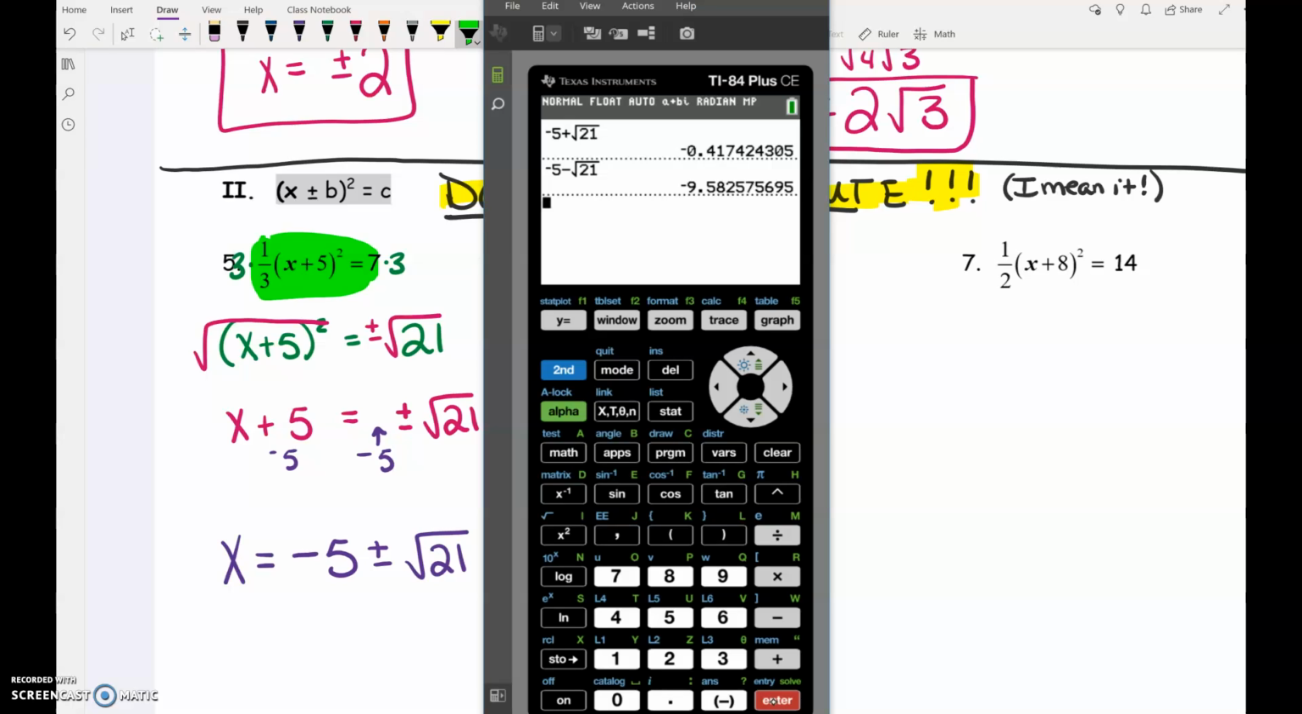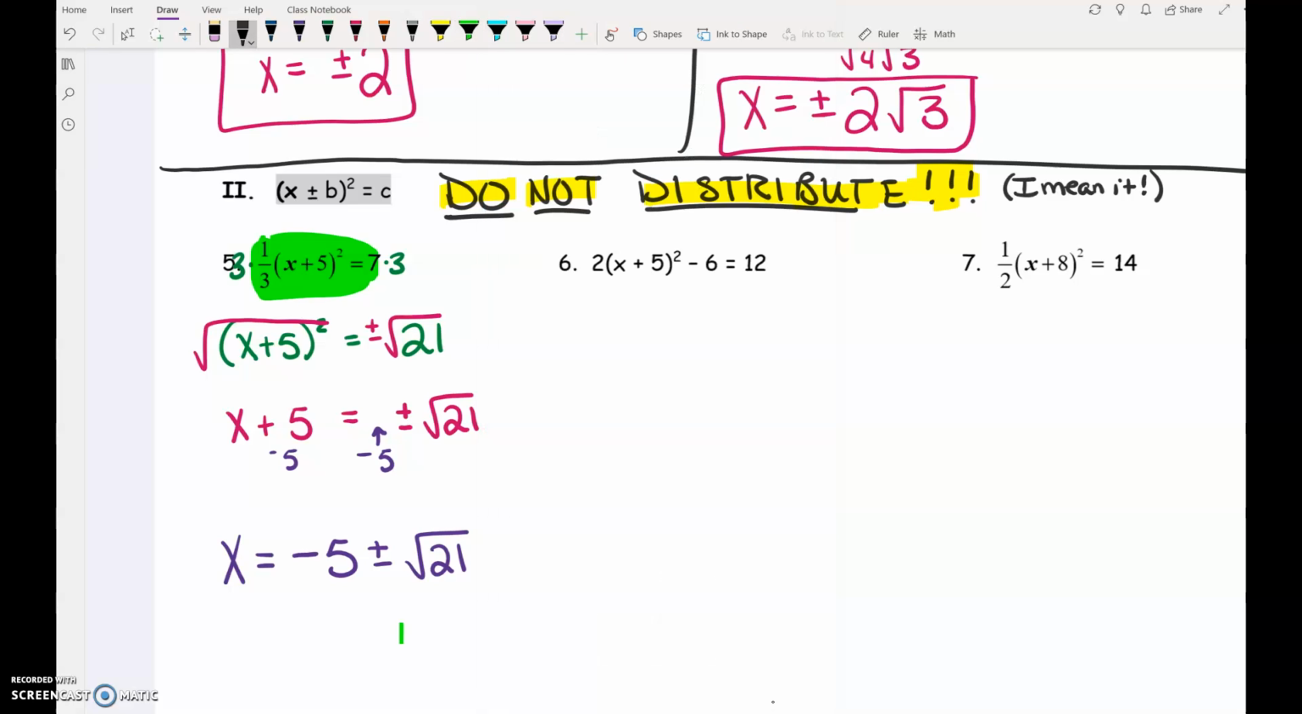So there are two answers here. One of them uses the plus, the other uses the minus. But we don't want decimal approximations. We want to leave that nicely as negative 5 plus or minus the square root of 21.